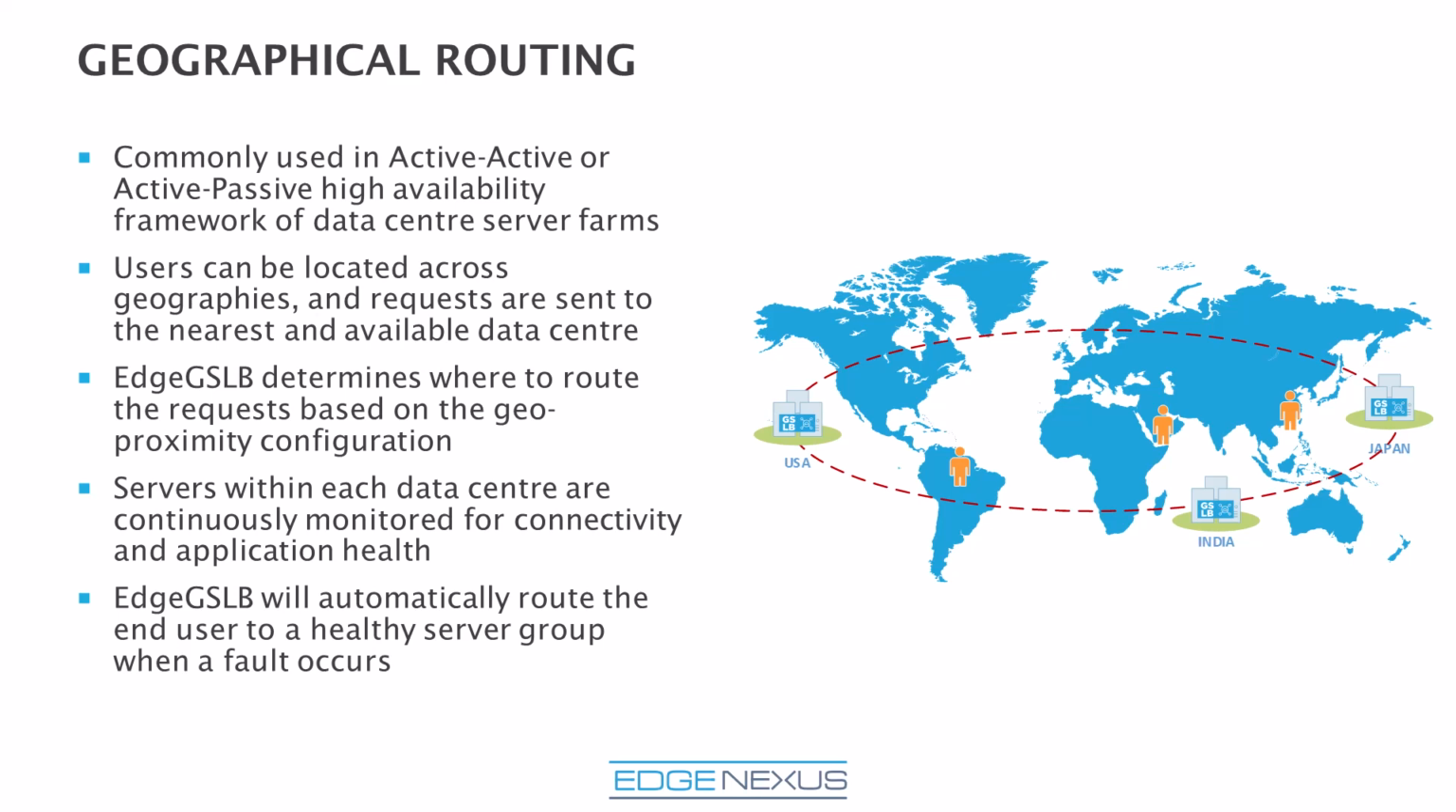End users from across the globe will access their application, with the EdgeGSLB determining where best to route the requests. The routing is decided by the EdgeGSLB based on the geoproximity configuration. The health of each server within the data centers is continually monitored for connectivity and application health, using various monitoring methods. If a problem is detected within any data center, the EdgeGSLB in that location will automatically route the end user to one of the other working server farms.